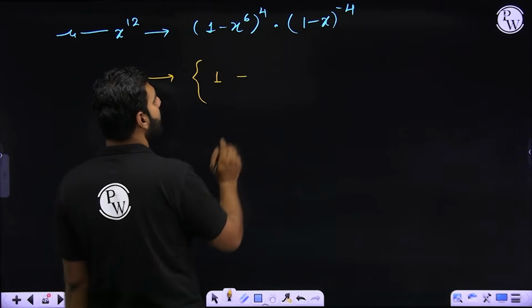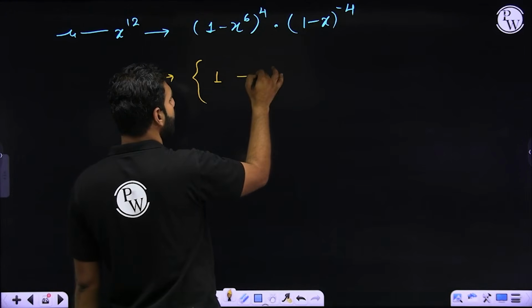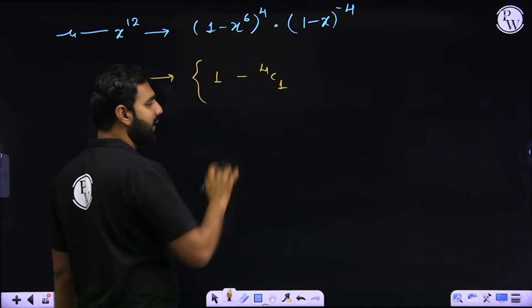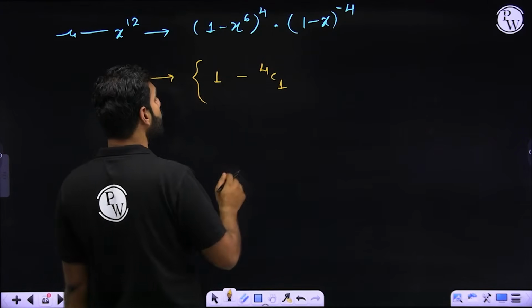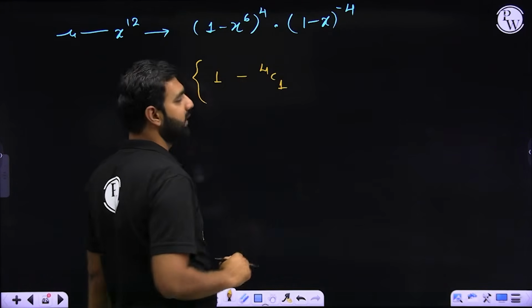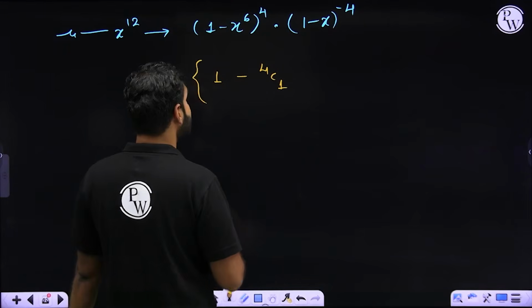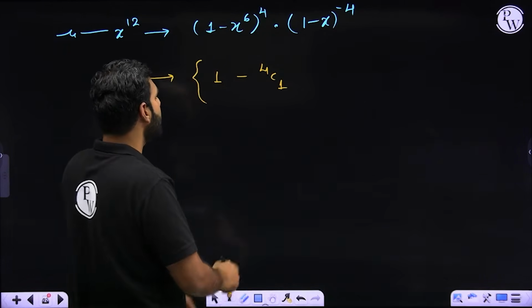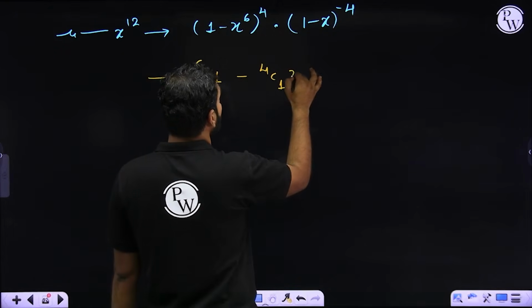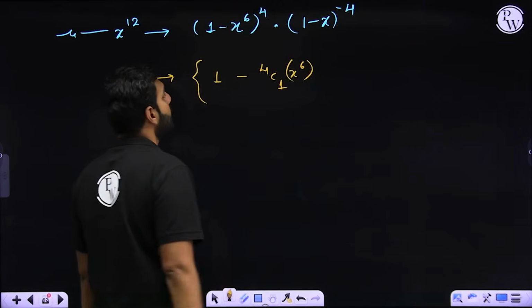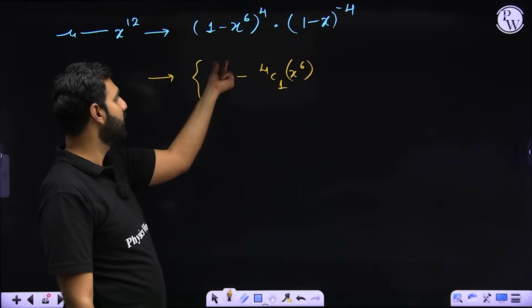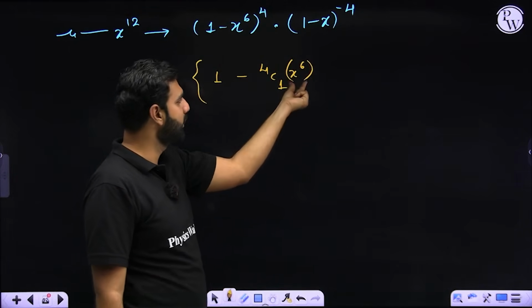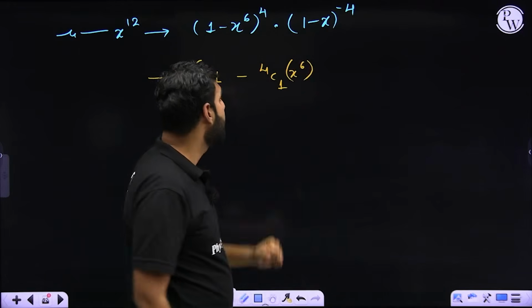Next term will have nC1. nC1 will be 4C1, which is going to be 4 only, into 1 to the power 4 minus 1, which is 3, which I need not write, into minus x to the power 6. So this 1 has appeared here. And then x to the power 6 whole raised to the power this 1. Did you get this part? Because here x to the power 6 whole raised to the power 0 was there. Now x to the power 6 whole raised to the power 1 is there. Another term I'll be having.